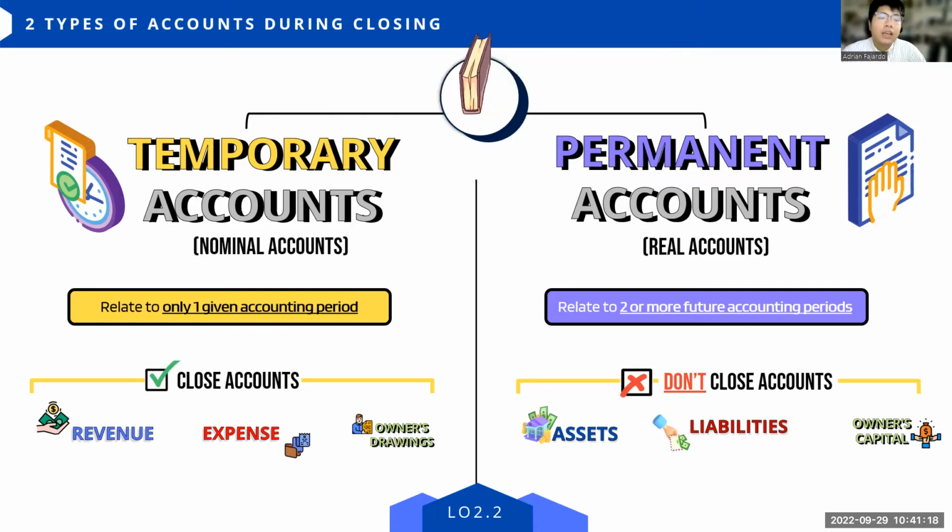Meaning, if I assess Apple, I assess Apple's performance based on the period. Apple has a fiscal year of September to September, year 1 to year 2. Meaning, their revenues, their expenses, and their owner's drawings are contained per period.